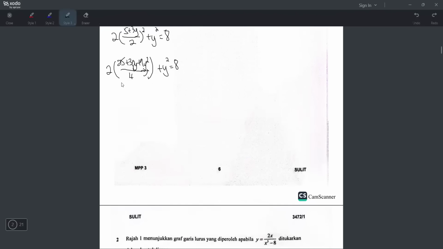Now the 2 and 4 can cut. Tadi tak boleh sebab ada bracket square kan. Sekarang sudah boleh cut. So cut. 2 divided 2 is 1, 4 divided 2 is 2. So you left 2 here. So this 3 terms is over 2. But this term, no fraction. This term is no fraction.